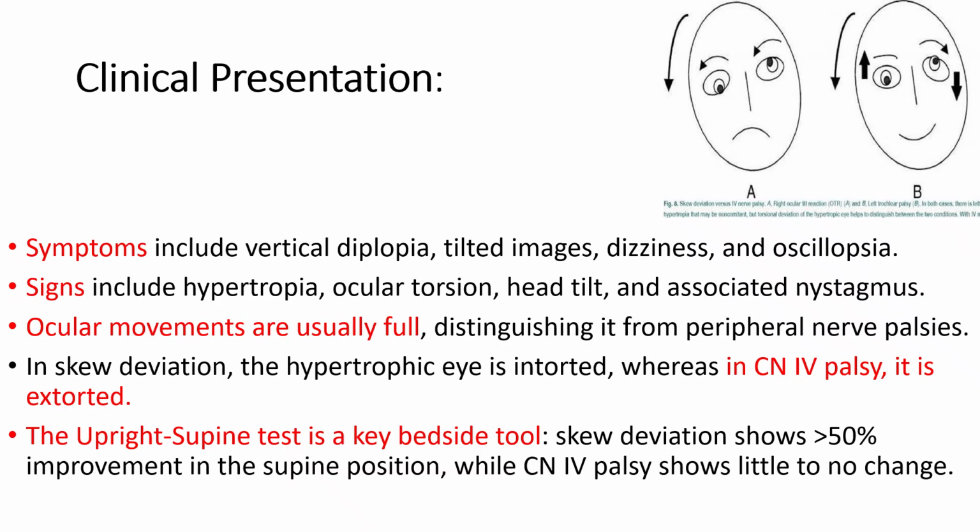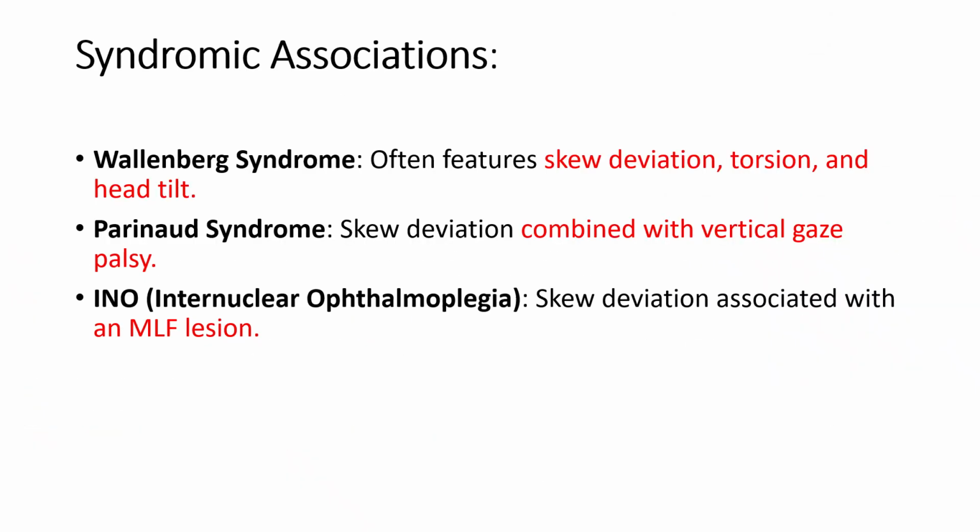The upright-supine test is a key bedside tool. Skew deviation shows more than 50% improvement in the supine position, while cranial nerve 4 palsy shows little or no change. Syndromic associations: Wallenberg syndrome often features skew deviation, torsion, and head tilt. Parinaud syndrome: skew deviation combines with vertical gaze palsy. Internuclear ophthalmoplegia: skew deviation is associated with an MLF lesion.